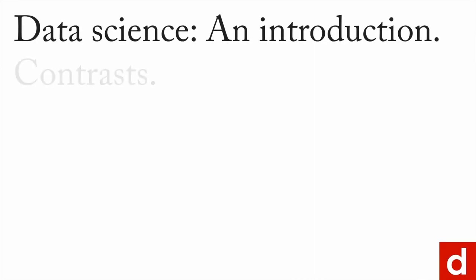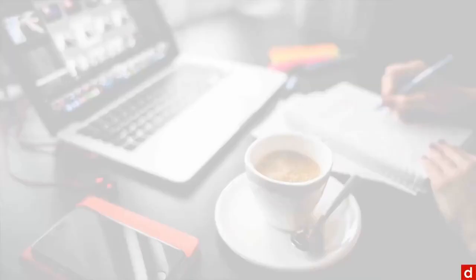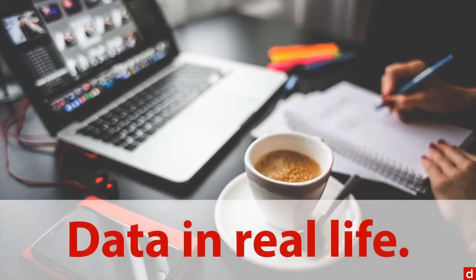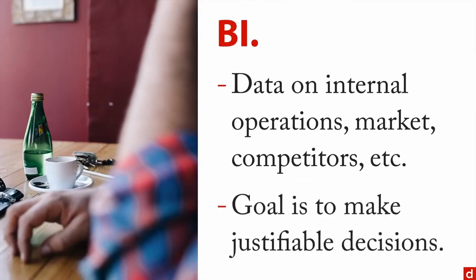As we work to get a grasp on data science, there's one more contrast I want to make explicitly, and that's between data science and business intelligence, or BI. The idea here is that business intelligence is data in real life. It's very, very applied stuff. The purpose of BI is to get data on internal operations, on market competitors, and so on, and make justifiable decisions as opposed to just sitting in the bar and doing whatever comes to your mind.